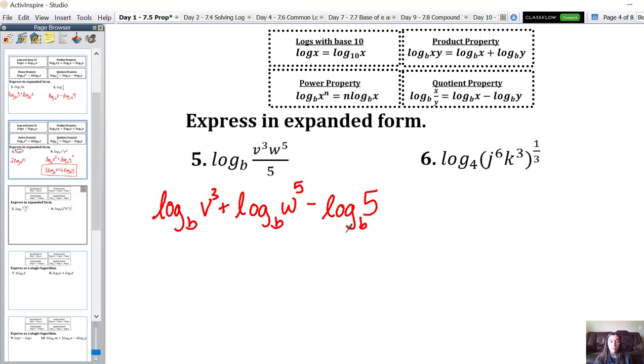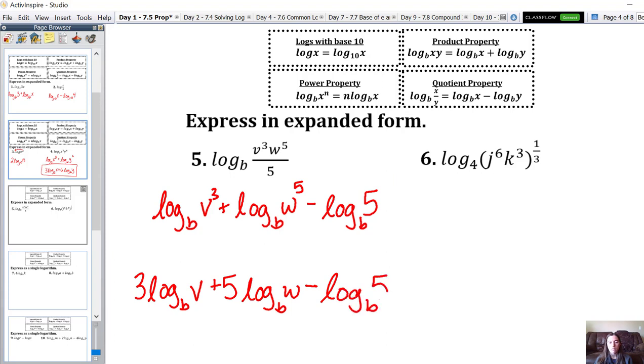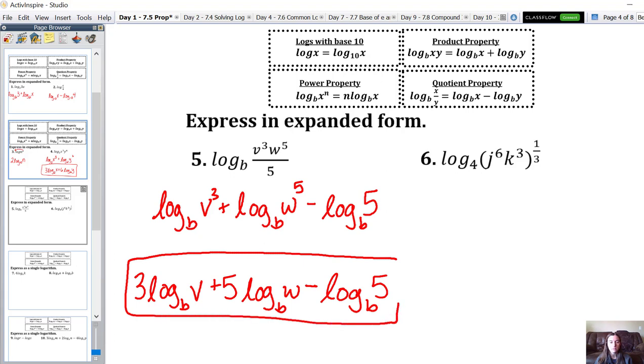Now I'm going to worry about those powers, moving them to the front of their respective logs. So this will become 3 log base b of v plus 5 log base b of w minus, the 5 didn't have an exponent, so we don't need to move anything to the front. So we're left with minus log base b of 5.